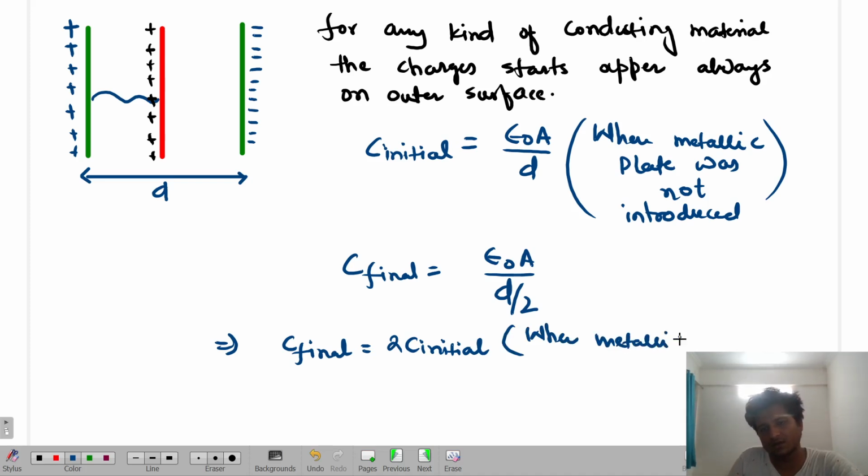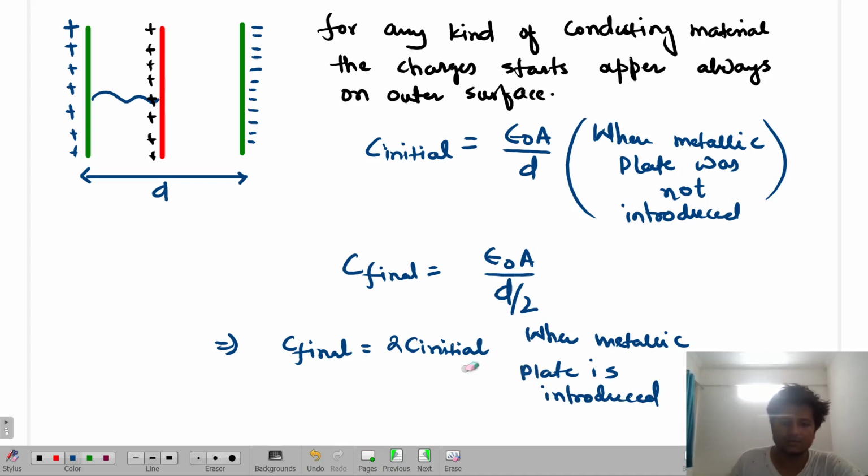Is that clear? And if it is connected with both, then once again same potential, so net capacitance is zero.